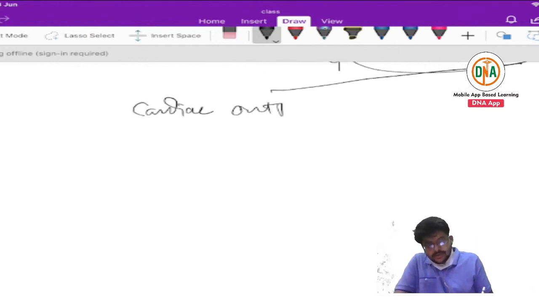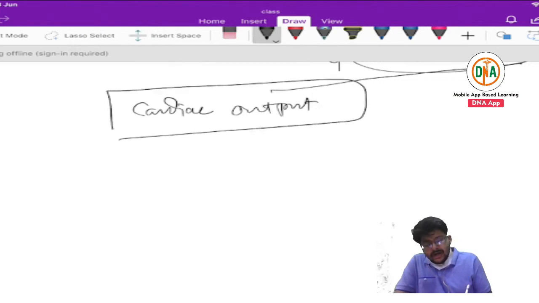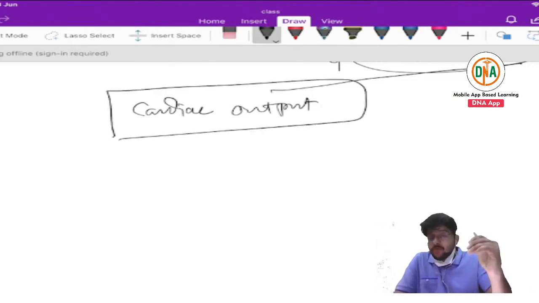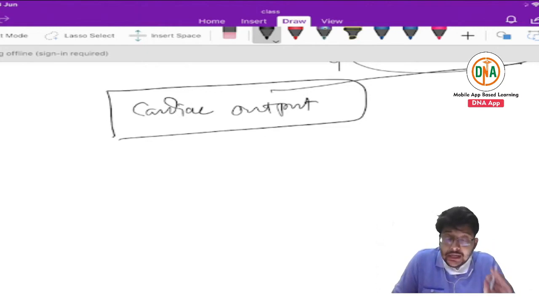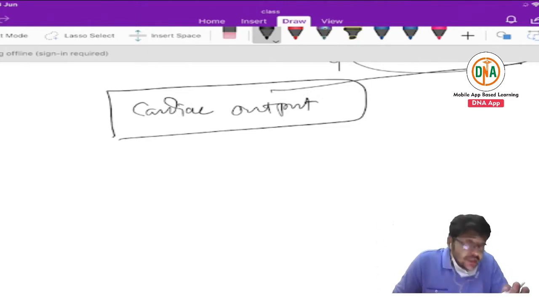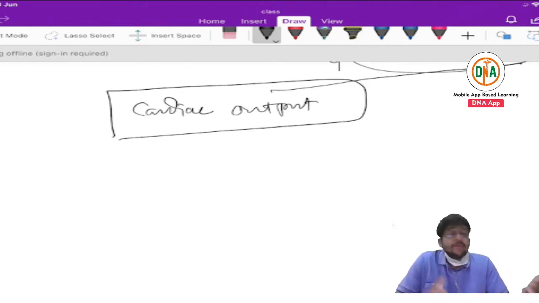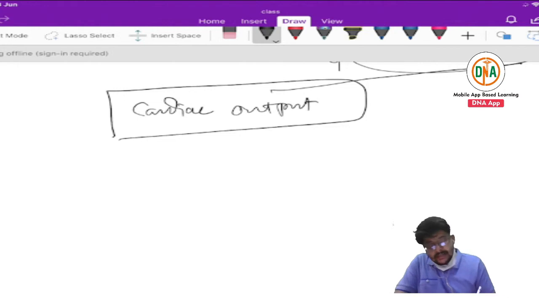Measurement of cardiac output in vivo. In vivo means inside the body. That is very important. We can do it with the help of some principle, some particular law, or we can do it with the help of some indicator method. So two ways are there, either by some law or by some indicator method.